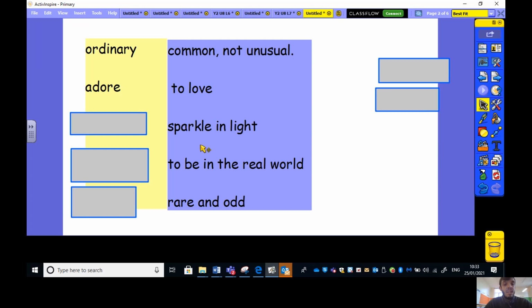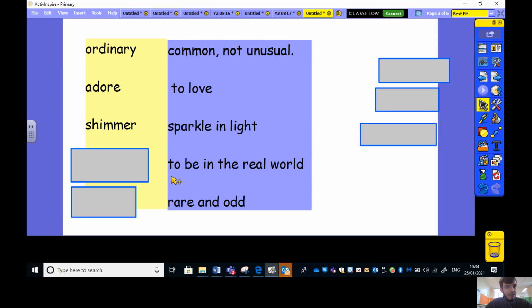Okay. Third one, to sparkle in light. What word am I going to be revealing here, which means to sparkle in light? Rather than saying the water was sparkling in the light, I could say the water was shimmering. So to shimmer. To shimmer is a verb. The water shimmered in the light. So well done if you said shimmer or shimmered or shimmering.